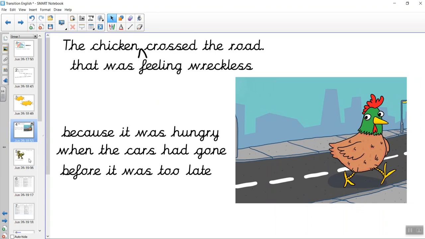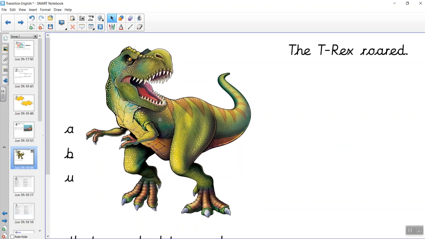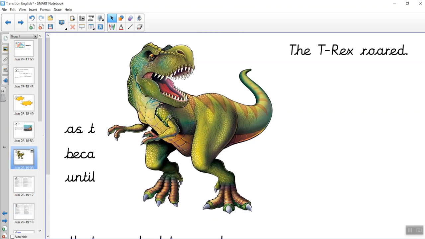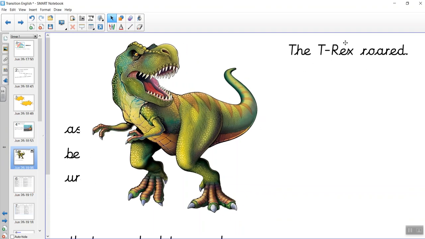Okay, so I've got a T-Rex here, and my main clause is "The T-Rex roared." And there's my verb, look, "roared". The T-Rex roared. Before I show you what I've got under here, I might give you my subordinating conjunctions. I think I've got "as", "because", and "until". Would you like to have a go at writing the rest of this sentence?